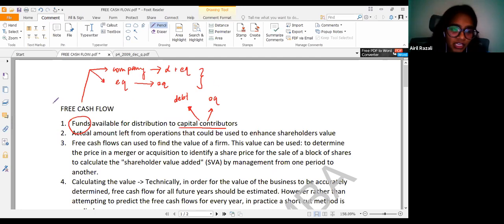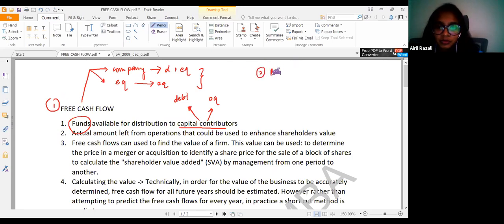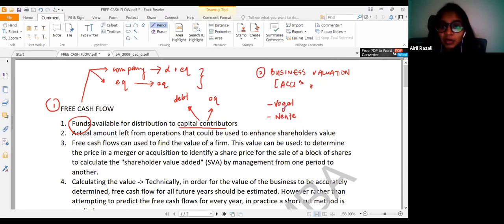Okay, number one, as a free cash flow question, which we are doing today. Number two, he uses it in business valuation. I normally generalize it as business valuation, i.e. acquisitions and mergers. So you can see in the question, if it's an acquisition or merger question, or even if it's a reconstruction type question, part of the question may ask you to use free cash flow to value the firm. Example, Vogel. I don't know whether this is familiar to you. Nente. All these are business valuation type questions where he asks you to apply the concept of free cash flow.